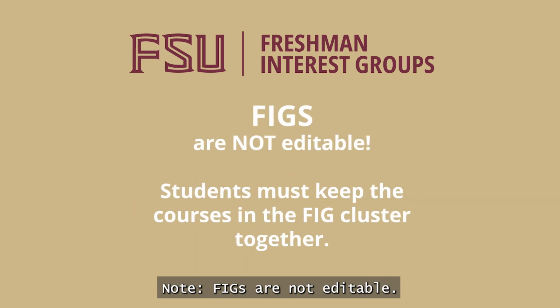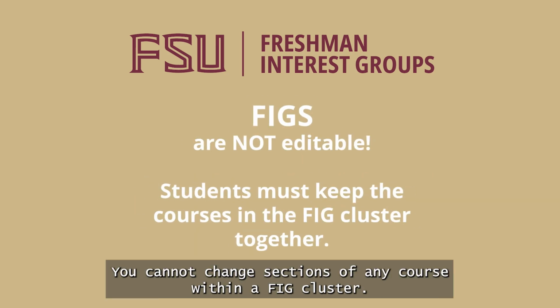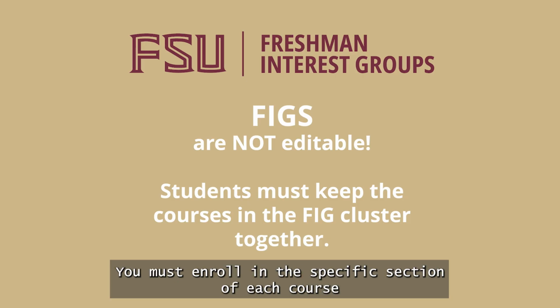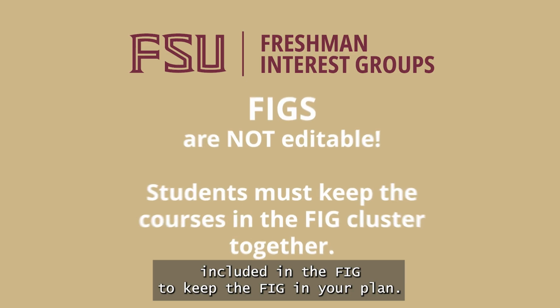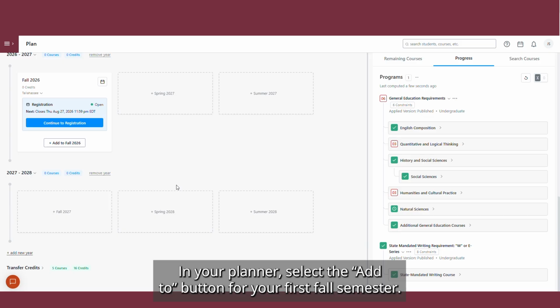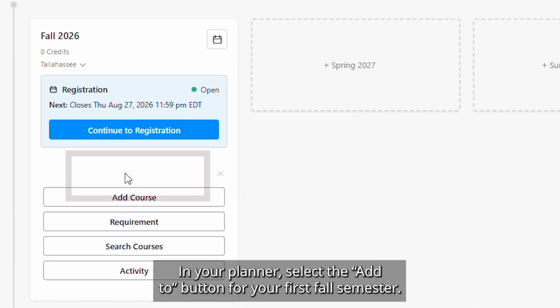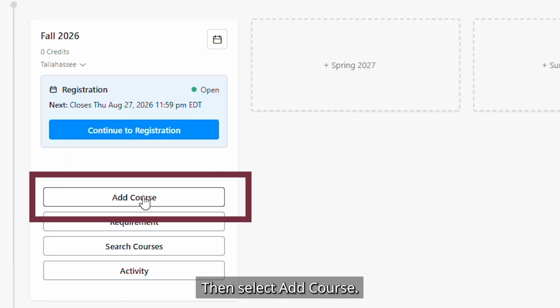Note: FIGs are not editable. You cannot change sections of any course within a FIG cluster. You must enroll in the specific section of each course included in the FIG to keep the FIG in your plan. In your planner, select the Add To button for your first fall semester, then select Add Course.